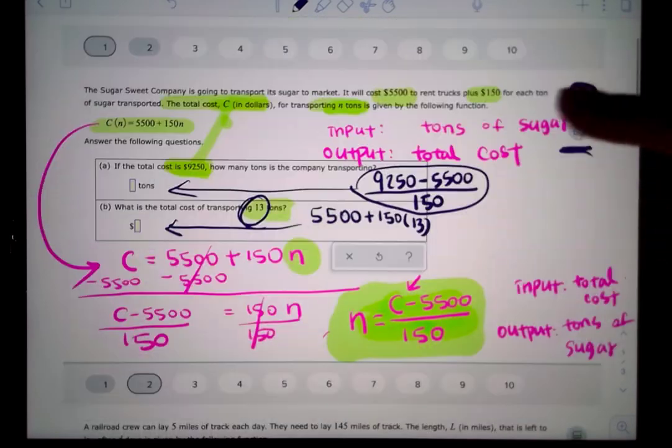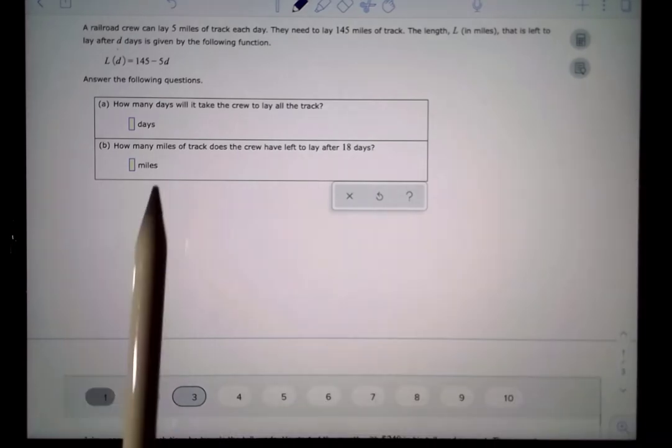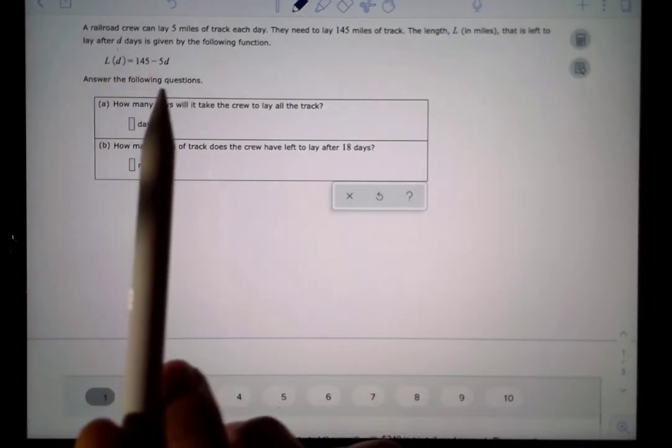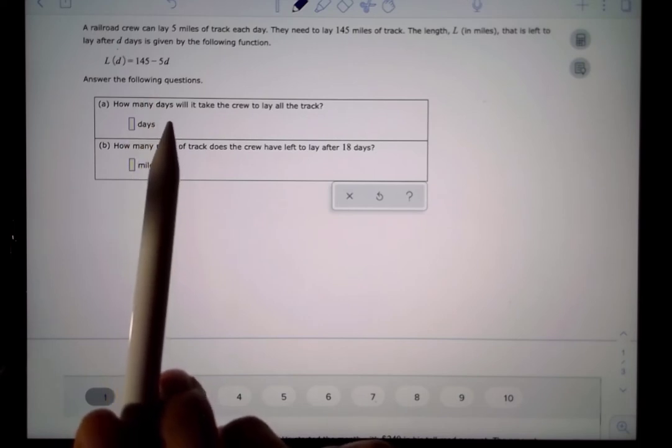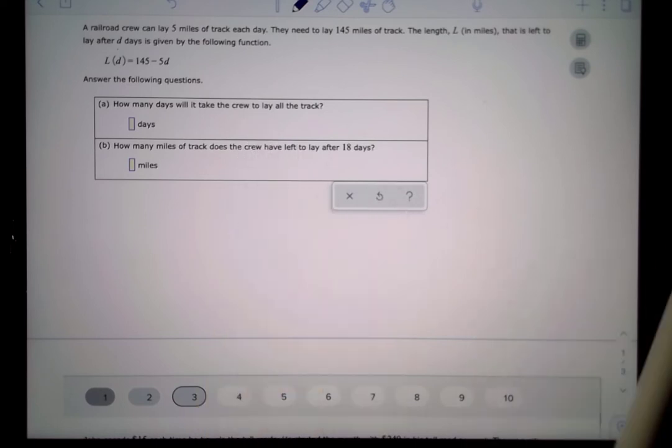So they didn't ask you to find the inverse function, but you can find the inverse function to make it easier. Alright? And number 2, same problem. So look at this. A railroad crew can lay 5 miles of track each day. They need to lay 145 miles of track. The length L in miles that is left to lay after D days is given by the following function.